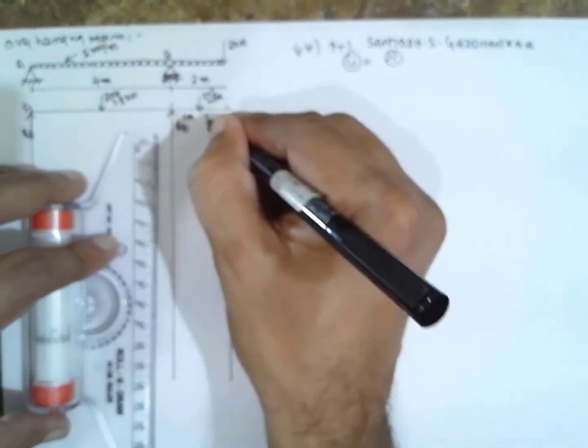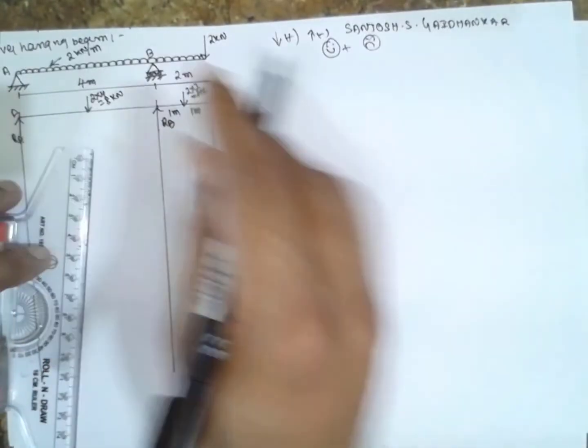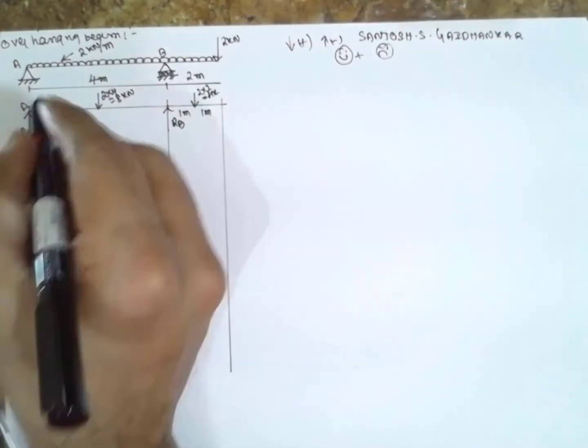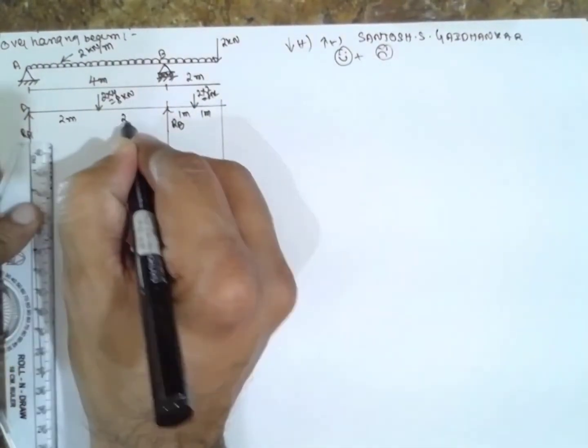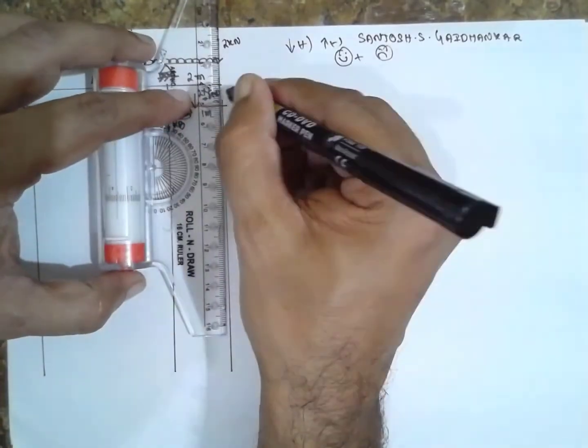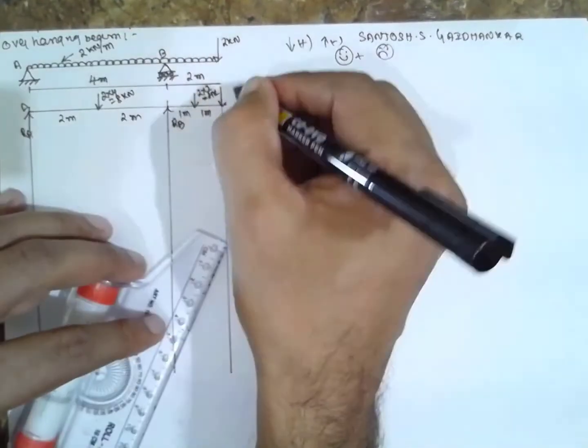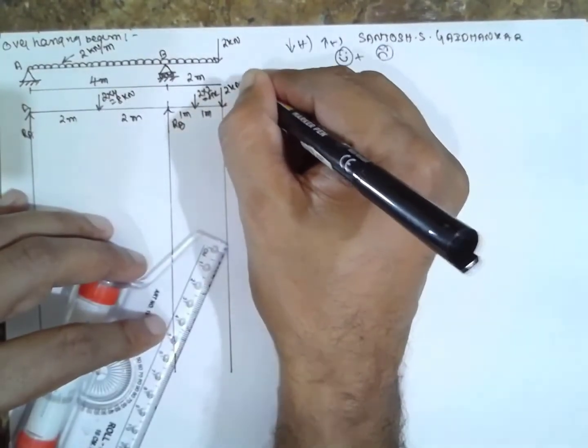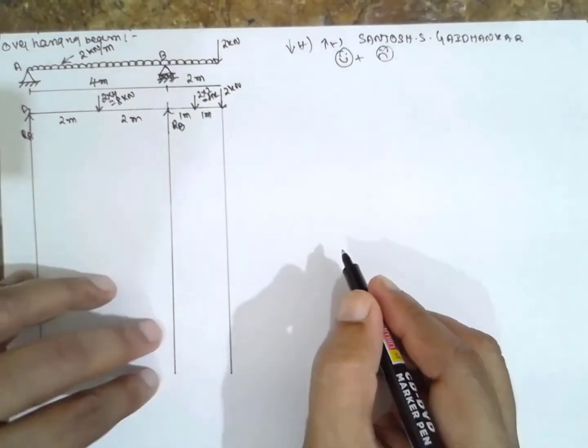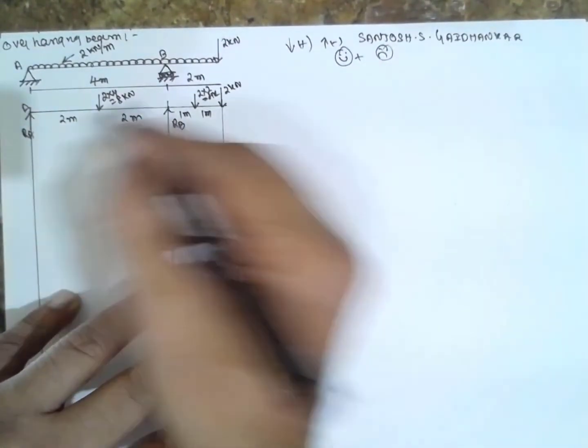1 meter this side, 1 meter this side, 2 meter, 2 meter this side, 2 meter this side, and there is a point load acting downward at the overhanging part. This completes the diagram. We have to find out the reactions.